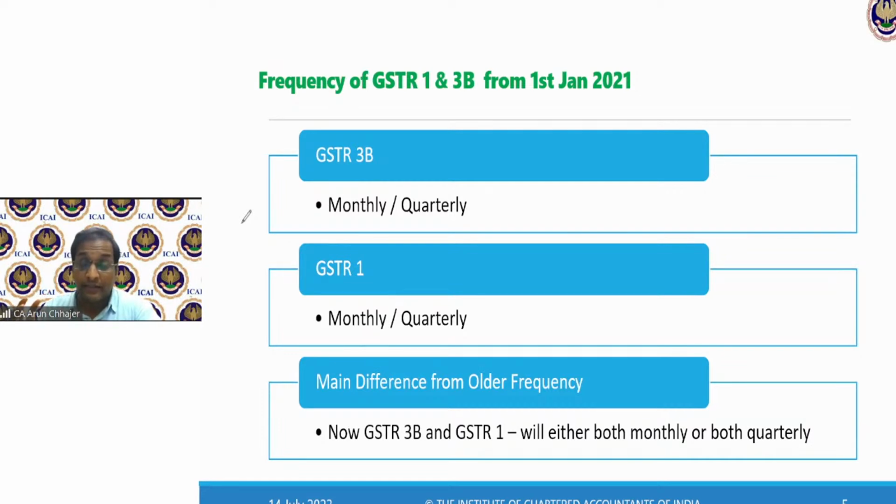ध्यान रखिएगा एक बात कि मैं वर्ड एंड यूज कर रहा हूं. It means prior to that there was a possibility that you can go for GSTR1 only quarterly and 3B you have to file monthly. Now that concept has been abolished. या तो दोनों मंथली होगा या दोनों क्वार्टरली होगा.